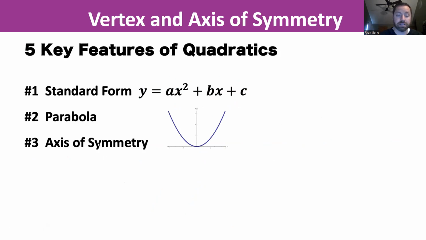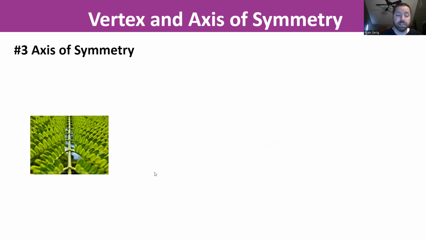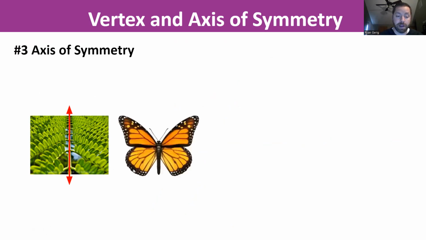The third thing is the axis of symmetry. This is new. This is a line that cuts something in half. So you can see this picture here. If I drew a line right down the middle there, it kind of cuts it in half. How about this butterfly? Got a line that cuts it in half.